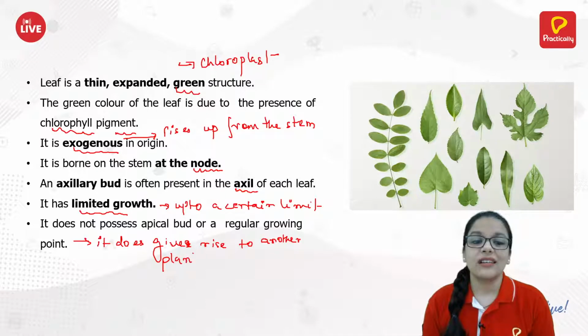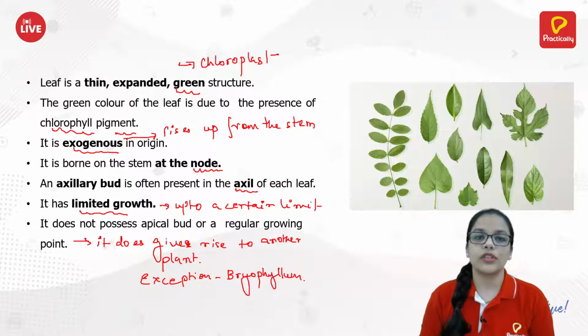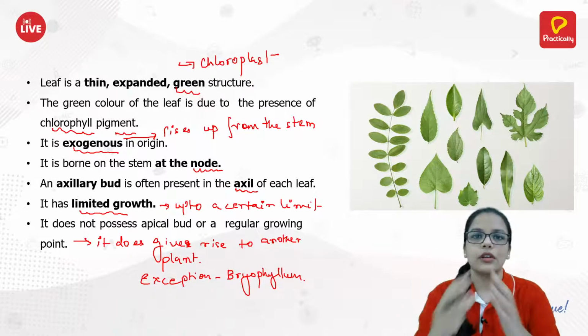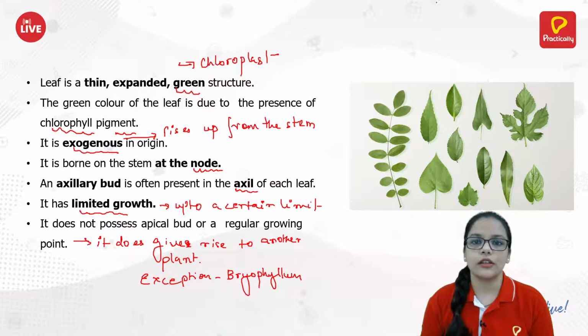There are exceptions such as bryophyllum, which gives rise to another plant. Basically it looks like this. If this is the plant, from here another plant grows. From here it has buds.